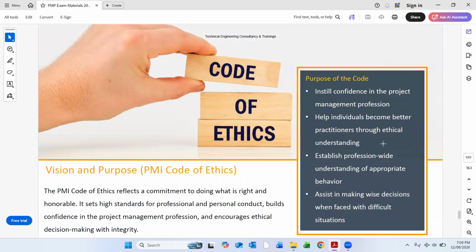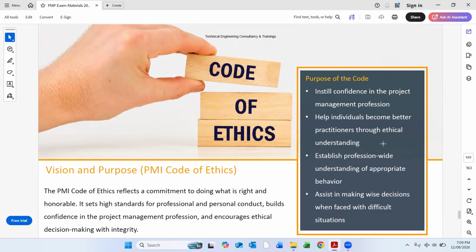So what is the purpose and what is the vision of the PMI code of ethics? It is a commitment to doing what is right and honorable. So what is actually right and what is honorable is the code of ethics for PMI. It sets high standards of professional and personal conduct, builds confidence in the project management profession, and encourages ethical decision making with integrity. So the purpose of the code is to instill confidence in the project management profession.